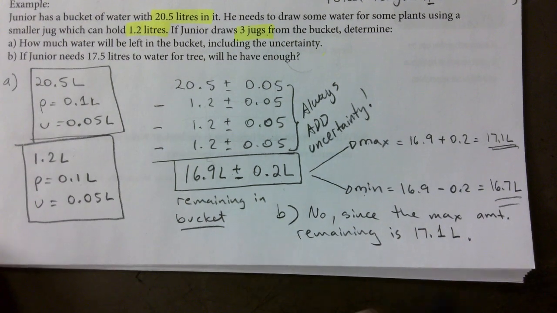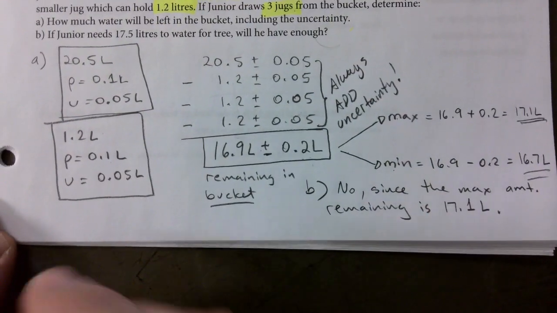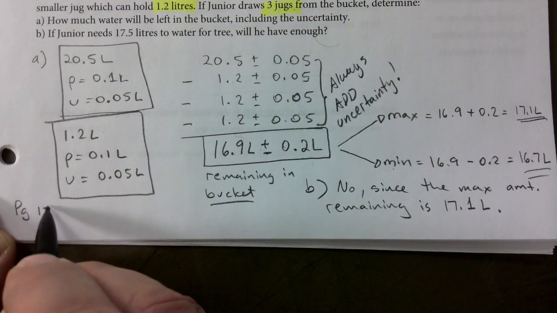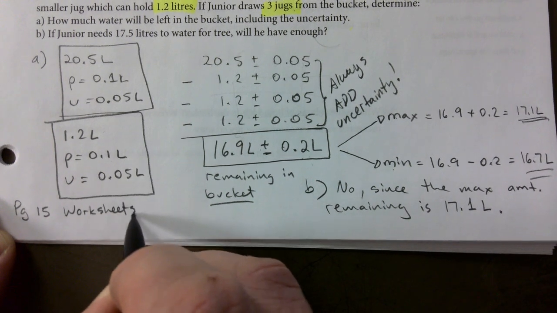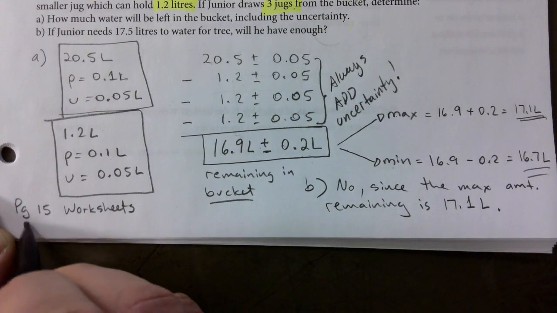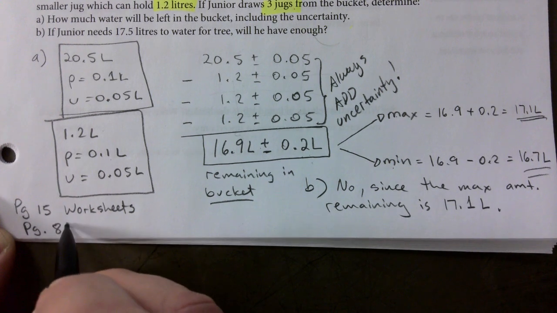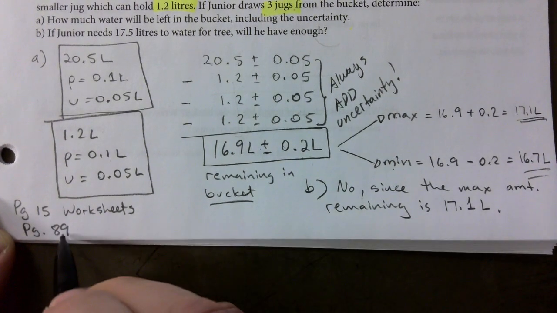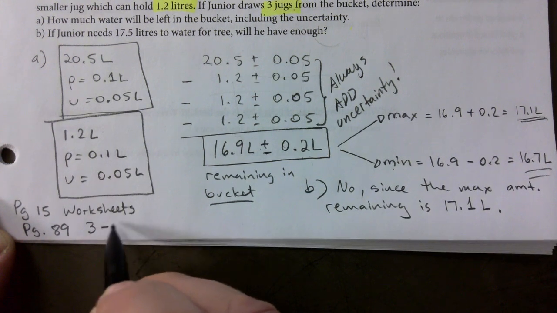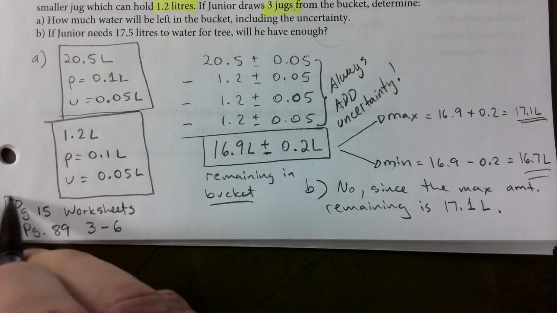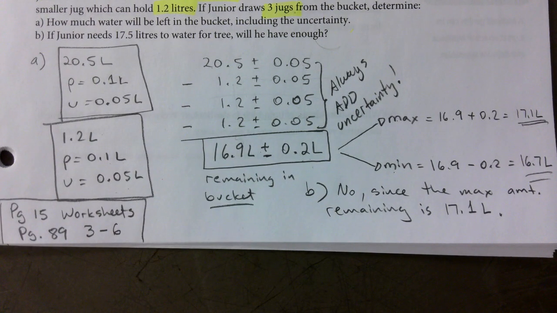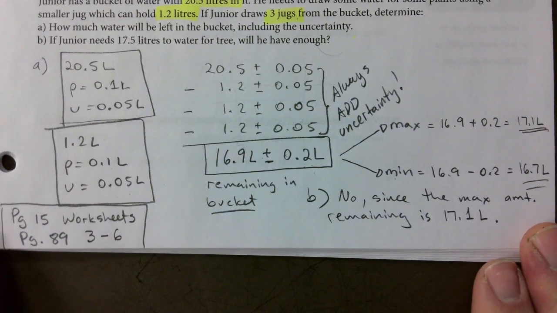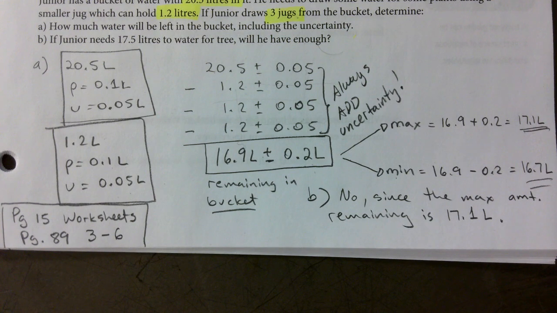Okay, so here are the questions I want you to work on. The first one, I want you to focus on page 15 in the workbook, worksheets. When you're done that, which you should be done, you come back to this booklet and then you go to page 89 and you do questions 3 to 6. If you're able to do this today, you're in pretty good shape and you know what we've done today. You should be able to understand what we've done today.